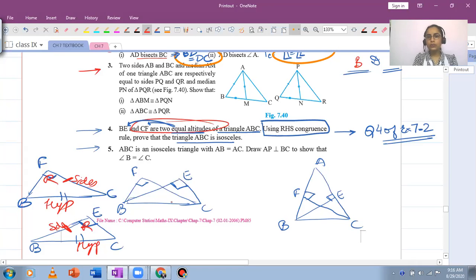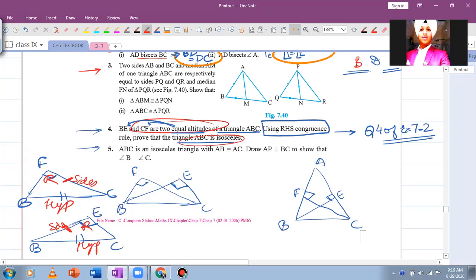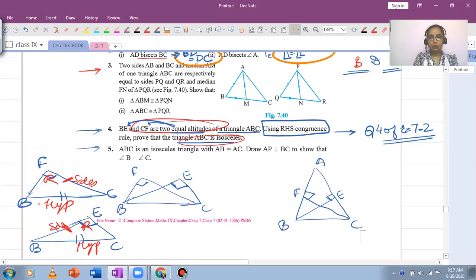Now the congruence of these triangles does not prove that there are 2 equal sides in the triangle. You have to prove your triangle is isosceles, and to prove that, 2 sides should be equal, but from this congruence, equal sides did not come. Do you get any 2 sides of this triangle? Angle B equal to angle C. That's wonderful.